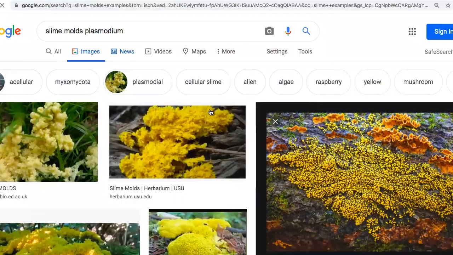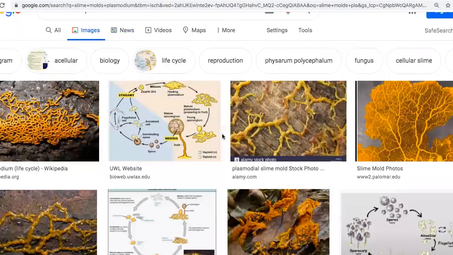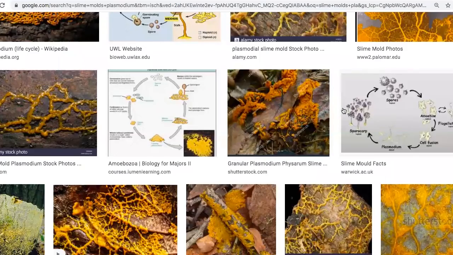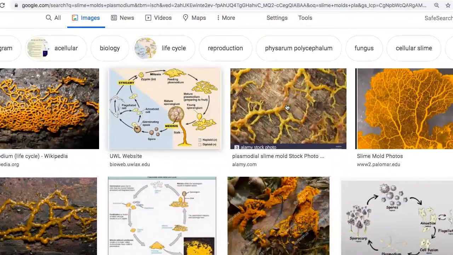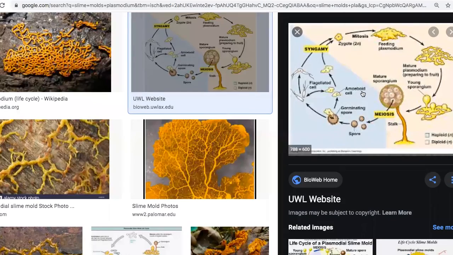So you see, this is how the plasmodium will be looking like. Here they have, this is all plasmodium. If you see this, it is like lots of things put together. So here you see, this is how the plasmodium is.